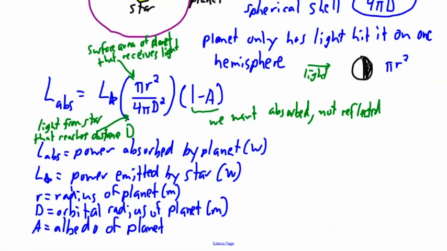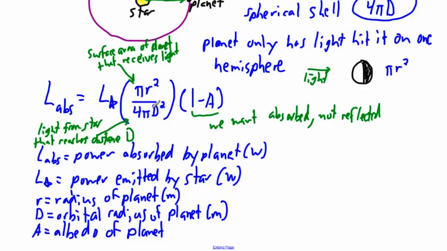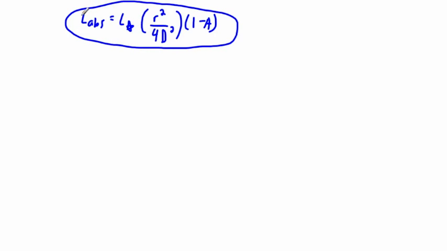Now let's take this step C and take it one little step further, so on the next page I'm going to do that. We're still on part C. Just to simplify things, if we look here, we have pi r squared and 4 pi d squared, so we can cancel out the pi's. So the absorbed power, L absorbed, is the same equation except we canceled out the pi's: the luminosity of the star times the radius of the planet squared, divided by 4 times the orbital distance squared, all times 1 minus a. That was the absorbed light.